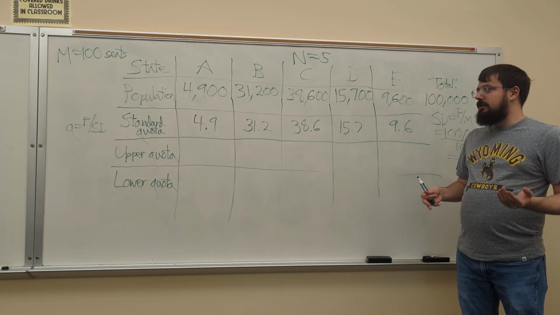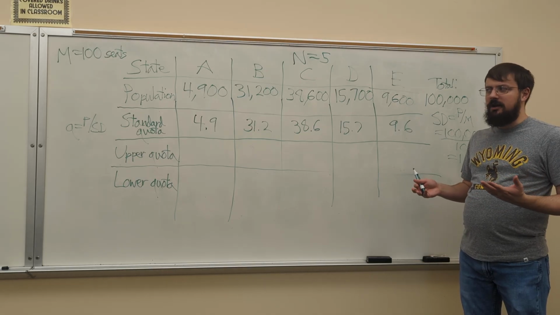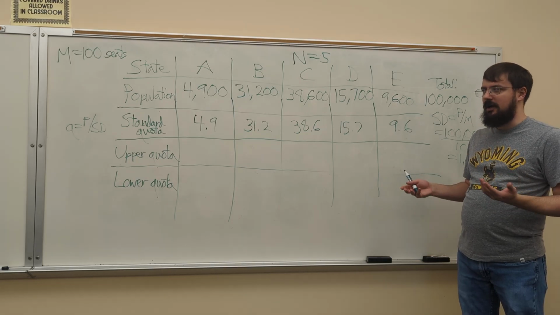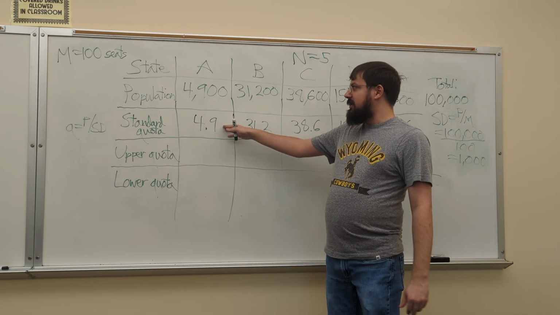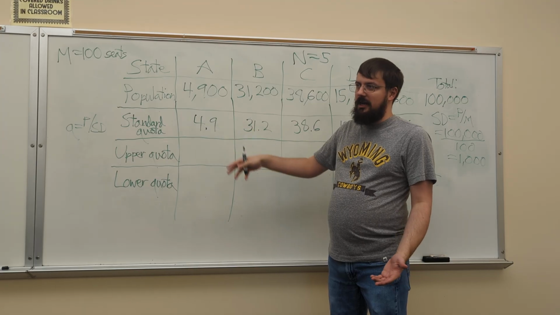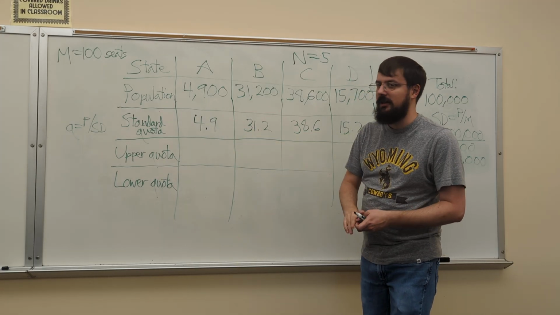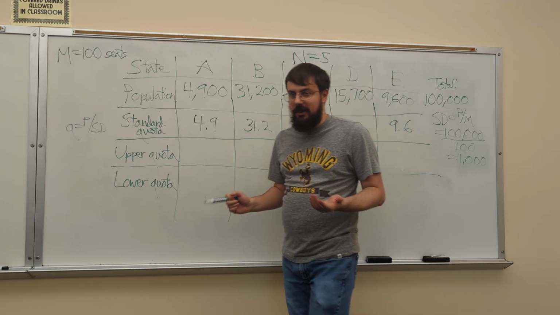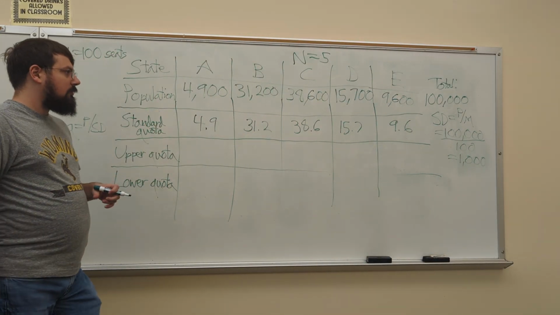So this is a pretty clear illustration of why we need some kind of apportionment method to figure out how to split up seats, because obviously we can't give state A 4.9 seats. You can't give someone 4.9 seats in a legislature or 31.2 seats in a legislature. It just doesn't make sense, right? So this is why apportionment methods are necessary.